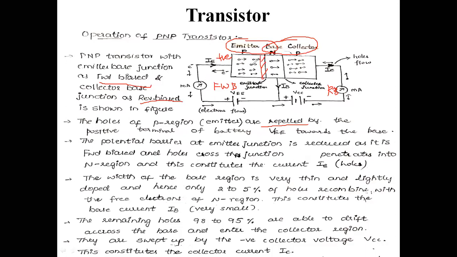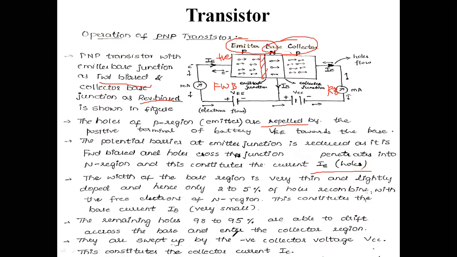The flow of charge carriers is taking place, so the flow of current is taking place. Why? Because the majority charge carriers are holes here. Due to the flow of those majority charge carriers, that is holes, some current is flowing. I can treat that current as the emitter current. It is mainly because of holes.